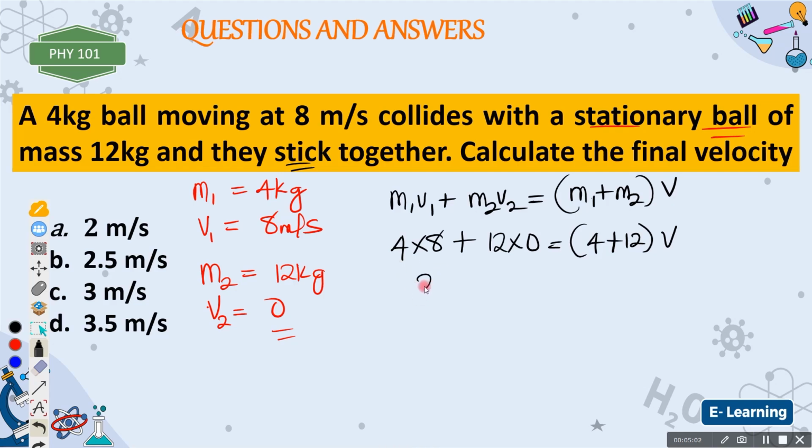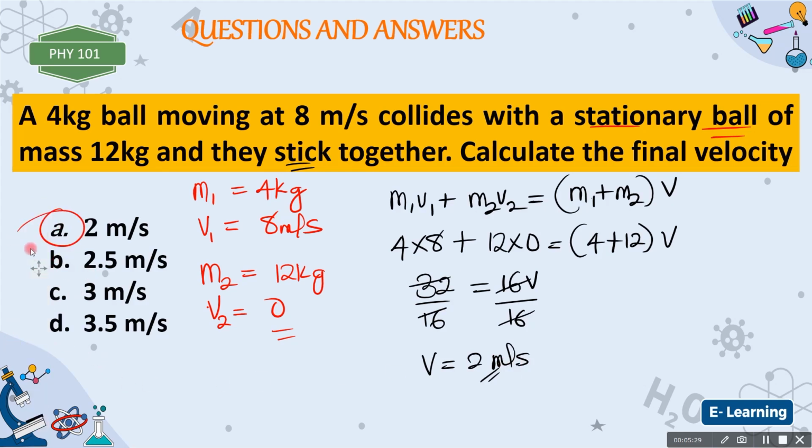Here 4 times 8 will give us 32. 12 times 0 will give us 0. So 32 will be equal to 4 plus 12, which will give us 16V. So divide both sides by 16. This cancels this. Your V will be 32 over 16. 32 over 16 will give us how many? 2 meters per second. So the correct answer to this question is option A, which is 2 meters per second. It's a very simple question, right? Exactly. It's a very simple one.